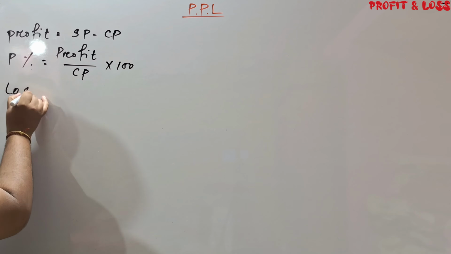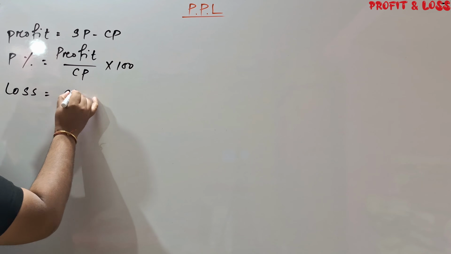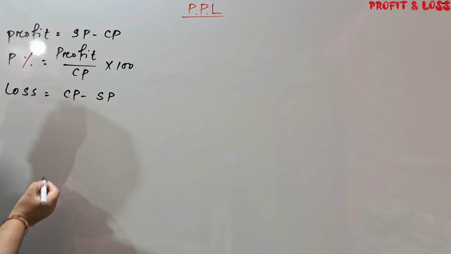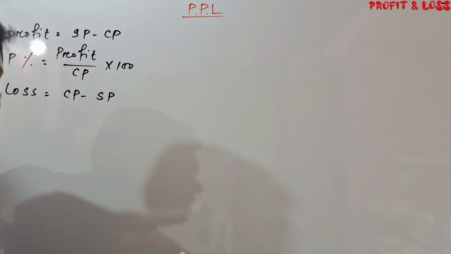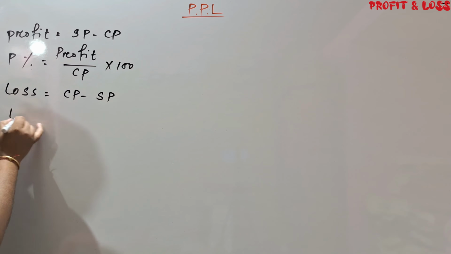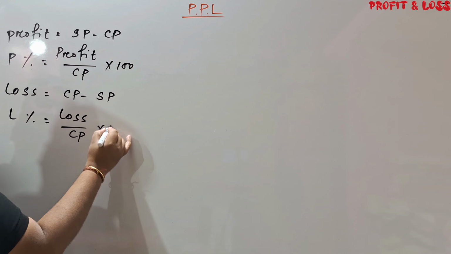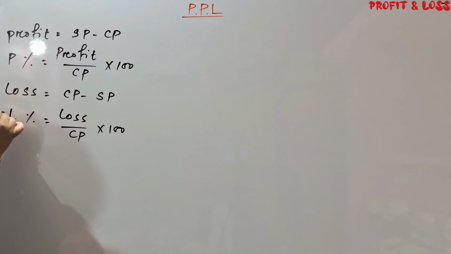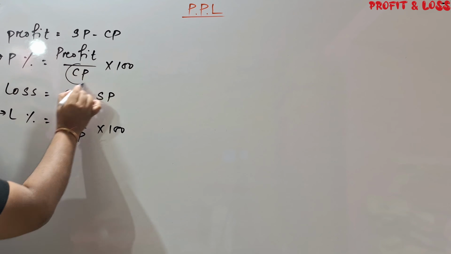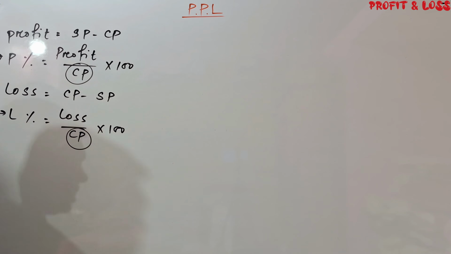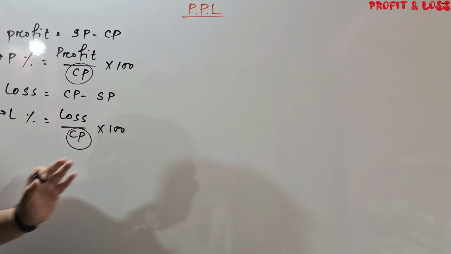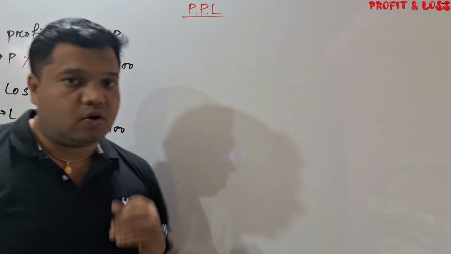Similarly, what do you mean by loss, guys? Loss is equal to cost price minus selling price. When cost price is greater than selling price, then loss occurs. And loss percentage, this is loss divided by cost price into 100. Means profit and loss percentage, it depends upon what? It depends upon cost price. Done? Without knowing the cost price, you cannot say profit occurs or loss occurs.